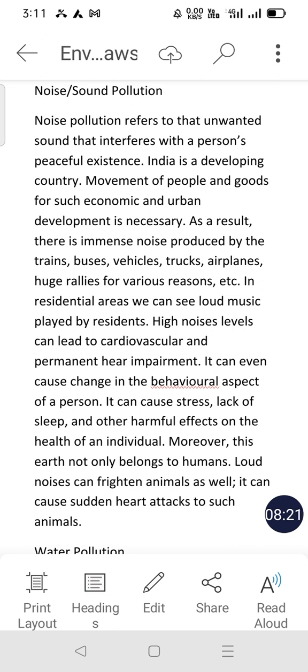In residential areas, we can see loud music played by residents. High noise levels can lead to cardiovascular problems and permanent hearing impairment. It can even cause changes in the behavioral aspects of a person. It can cause stress, lack of sleep, and other harmful effects on the health of an individual. Moreover, this earth not only belongs to humans; loud noises can frighten animals as well. It can cause sudden heart attacks in such animals.